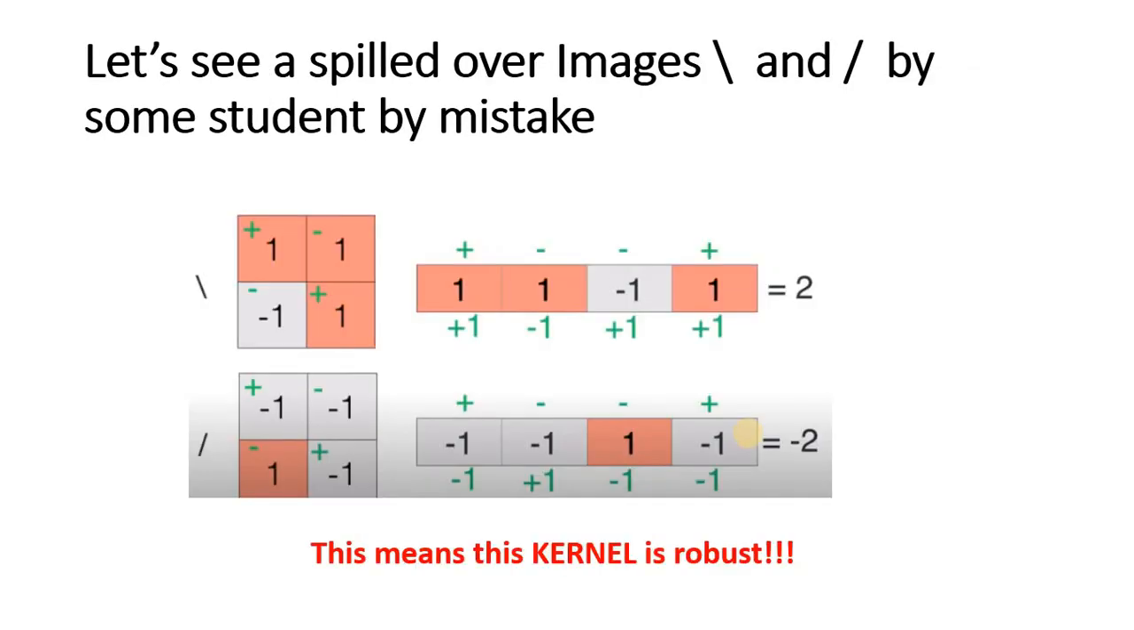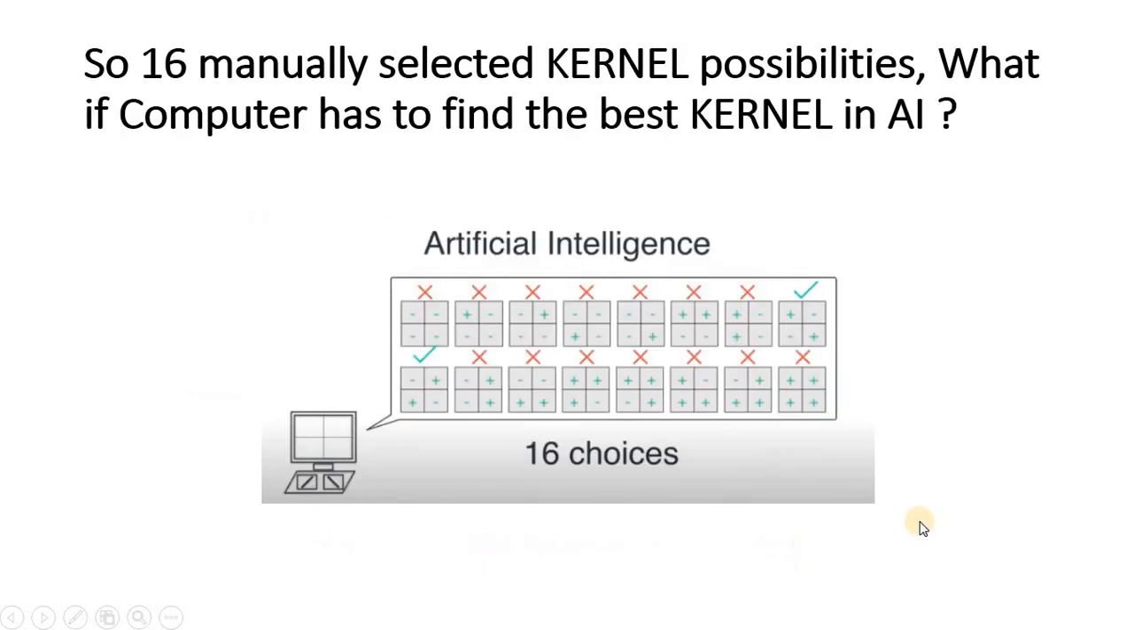Let us see a spilled over image of the backslash and forward slash, as when a student draws by mistake. In such a case also, this theory should work. So now we try to calculate the weighted additions, and you will see that you get +2 and -2. This is also good. That means even if something spilled over, it still works. It is able to differentiate.